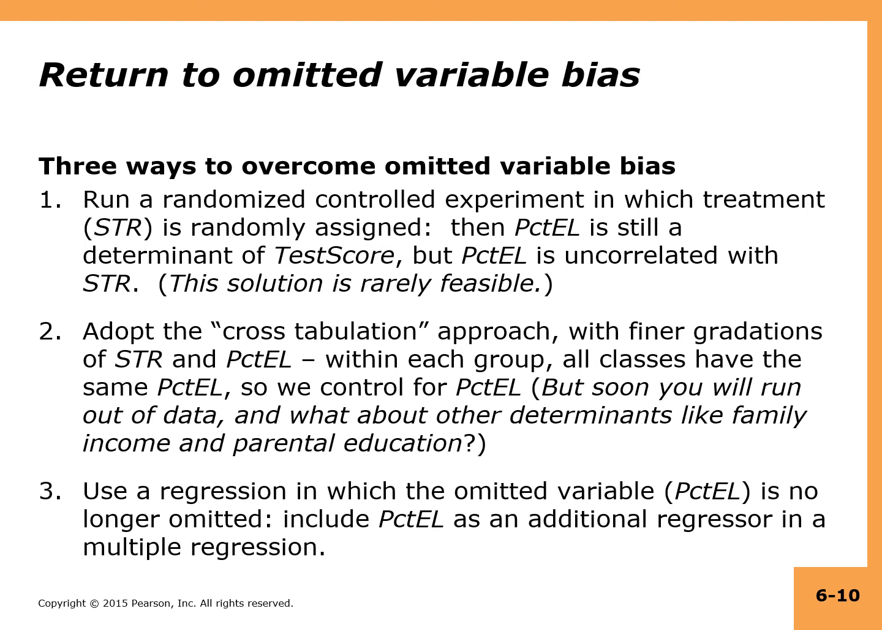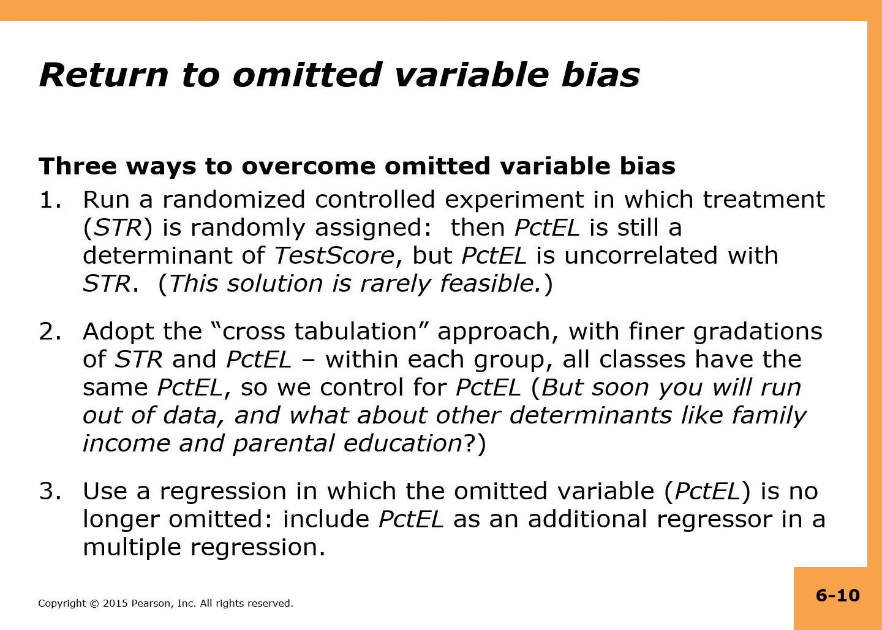So what do we do when there's omitted variable bias? There are 3 different ways of dealing with omitted variable bias. The first is to run a randomized controlled experiment where you assign students randomly to different class sizes. This should make whatever is in the error term, or the omitted variable, distributed evenly across the treatment and control groups. But this is rarely feasible.